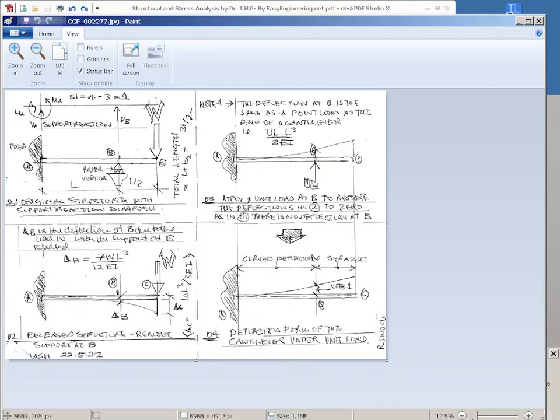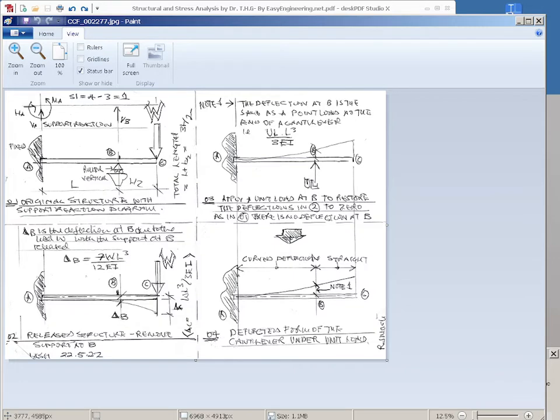Apply a unit load at B to restore the deflections in diagram 2 to 0, as in 1, because in the structure in 1 we know for sure there was no deflection at B. So the total sum deflection of the primary release structure and the restored structure has got to equal 0.